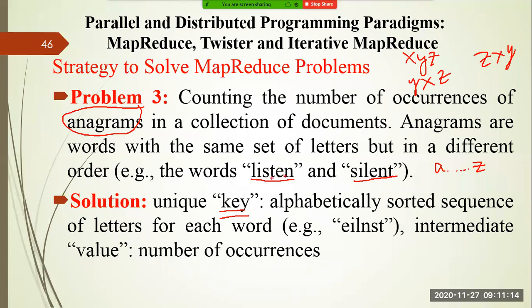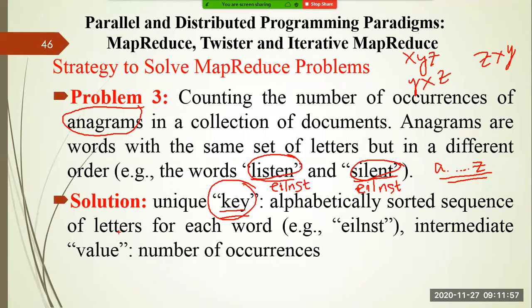LISTEN, the first letter in the A to Z order is E. The second letter is I. The third letter is L. The fourth letter is N. Then S. Then T. Similarly, if you arrange the alphabets used in silent in A to Z order, it is E first, then I, then L, then N, then S and T. Now you see both listen and silent, if you arrange them in alphabetical order, both are the same. So that you have to consider as a key.